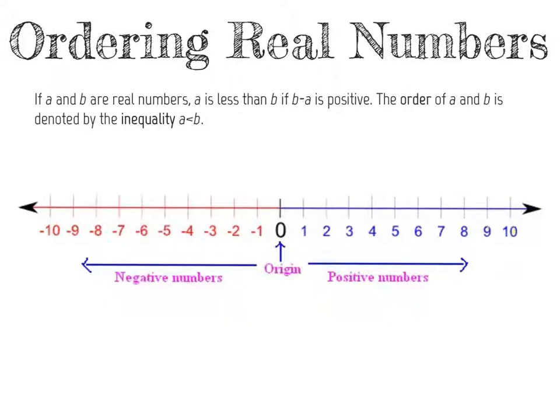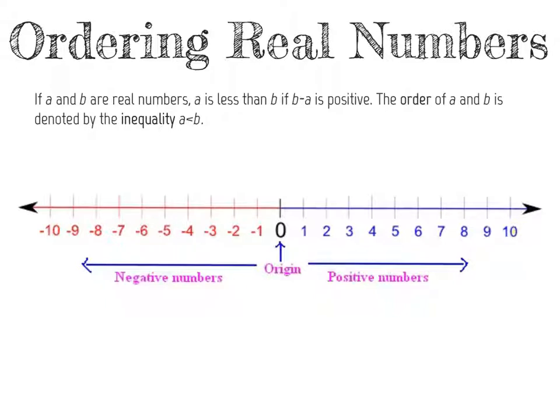So this is putting numbers from least to greatest, or greatest to least, or having some specific order for those numbers. So if A and B are real numbers, A is less than B if B minus A is positive. So what this is saying is A is smaller than B if when we take B minus A, we get a positive value. This is something that we've been doing for many math classes now. The order of A and B is denoted by the inequality A is less than B.